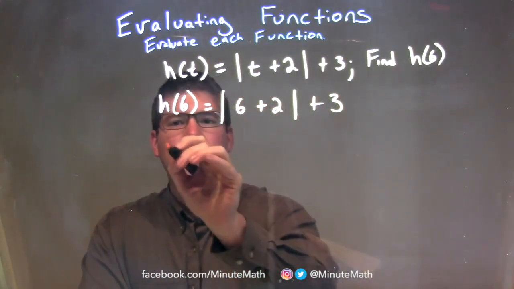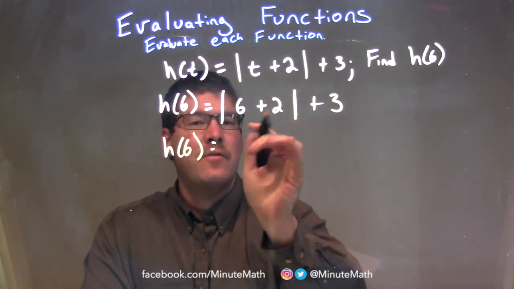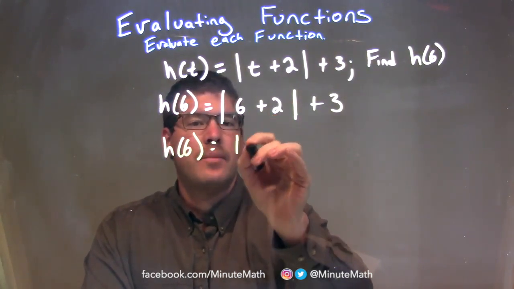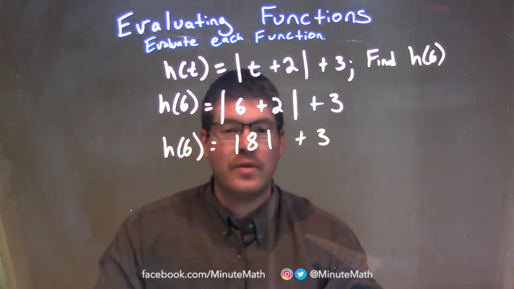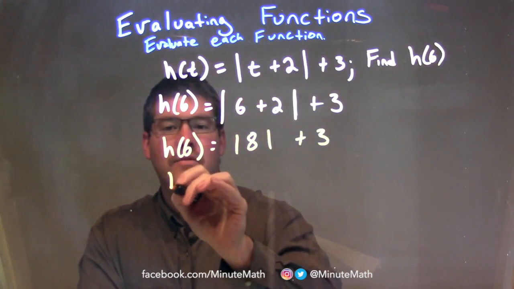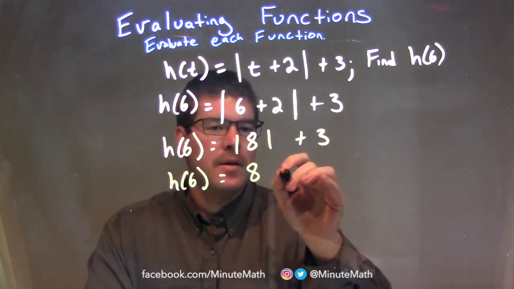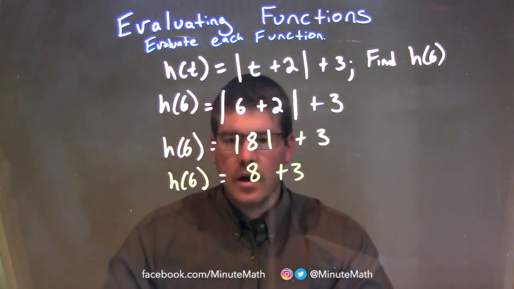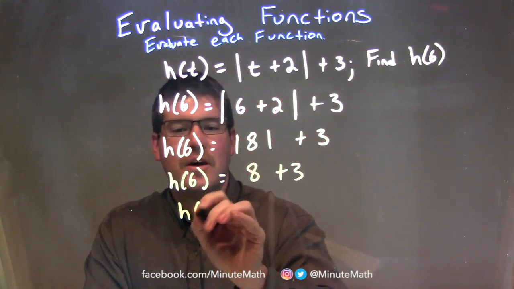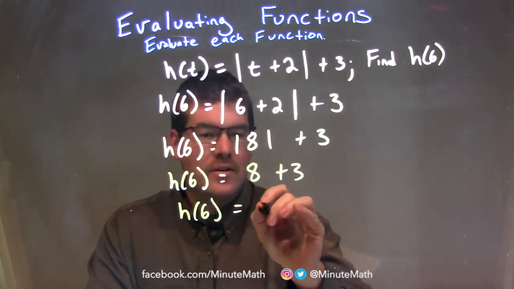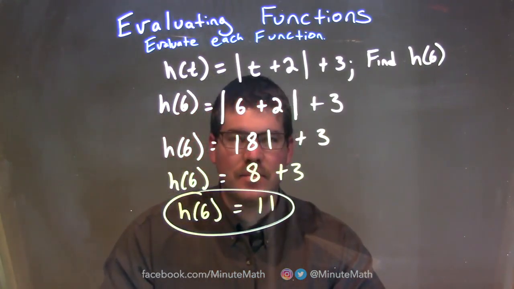What we have now is the absolute value. We can solve within that first. 6 plus 2 is 8, so we have the absolute value of 8 plus 3. And the absolute value of 8 is just 8. So h of 6 is equal to 8, we bring down that 3, and now we have 8 plus 3, which comes out to be 11. So h of 6 is 11, and that is our final answer.